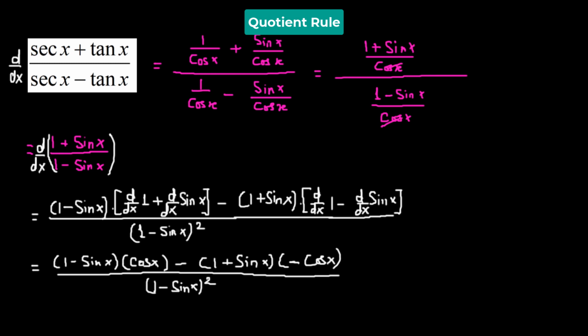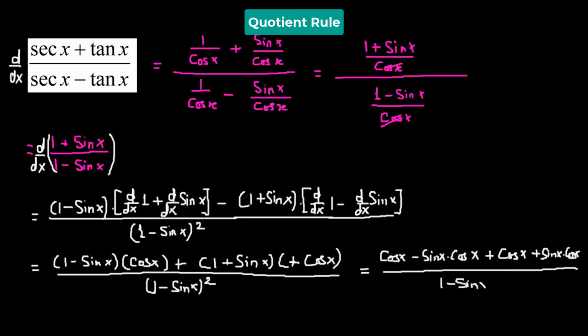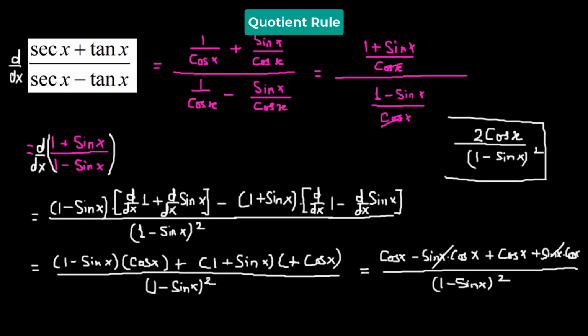So the negative and the negative will become positive. Now we multiply the terms in the numerator. We'll get cosine of x minus sine of x times cosine of x plus cosine of x plus sine of x times cosine of x, whole divided by 1 minus sine of x whole squared. Negative sine x times cosine x gets cancelled with positive sine x times cosine of x, leaving us with cosine of x appearing 2 times in the numerator. So our final derivative will be 2 times cosine of x divided by 1 minus sine of x whole squared. This is the final derivative of our function with respect to x.